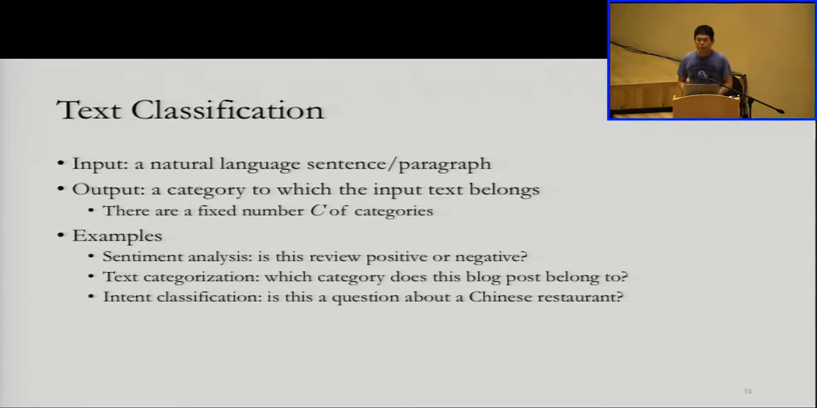Some of the examples include sentiment analysis: is this review positive or negative? Or text categorization: which category does this blog post belong to? Can we automatically decide that? Or intent classification. For instance, if you're building a chatbot-like thing, you want to know the intention of the user based on their utterance. Is this a question about a Chinese restaurant? If you can tell, then that allows you to answer in a consistent way, talking about the Chinese restaurant, not any other restaurant.